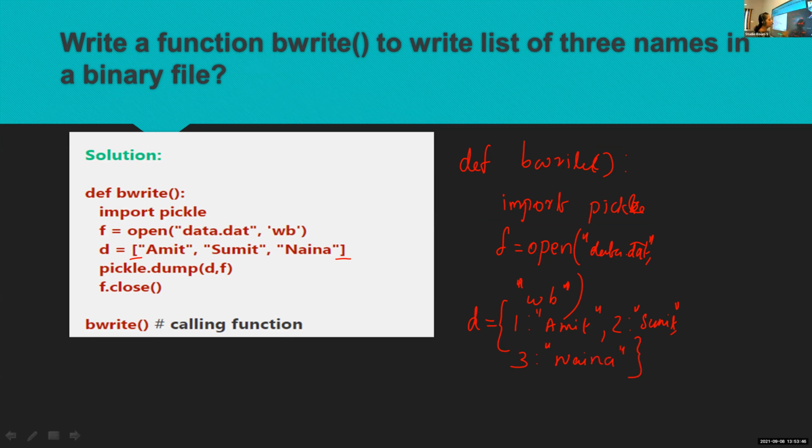This is the statement: create a dictionary based on 3 values. The first value is 1 Amit, the second value is 2 Sumit, the third value is 3 Naina. And I am assigning this dictionary content to the dictionary name D. After that, what is the process, Ashwin? After creating a dictionary, which is the next statement?